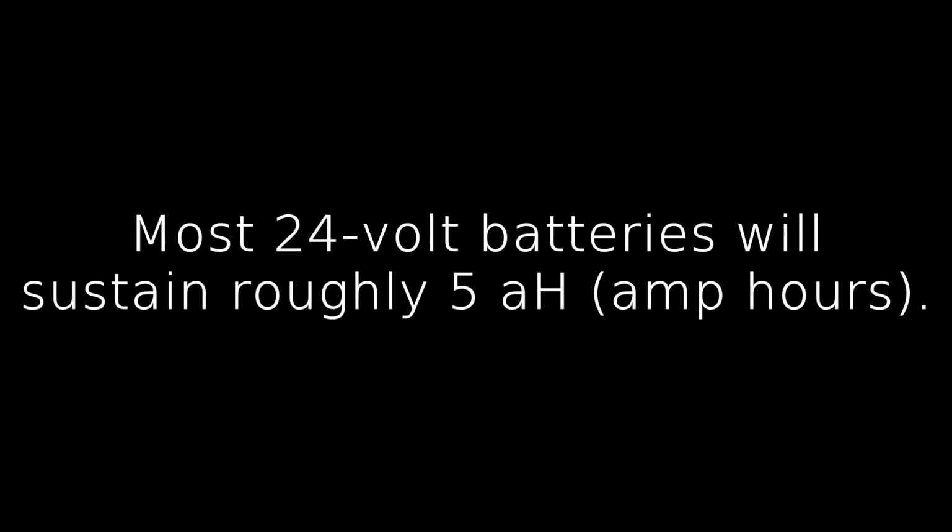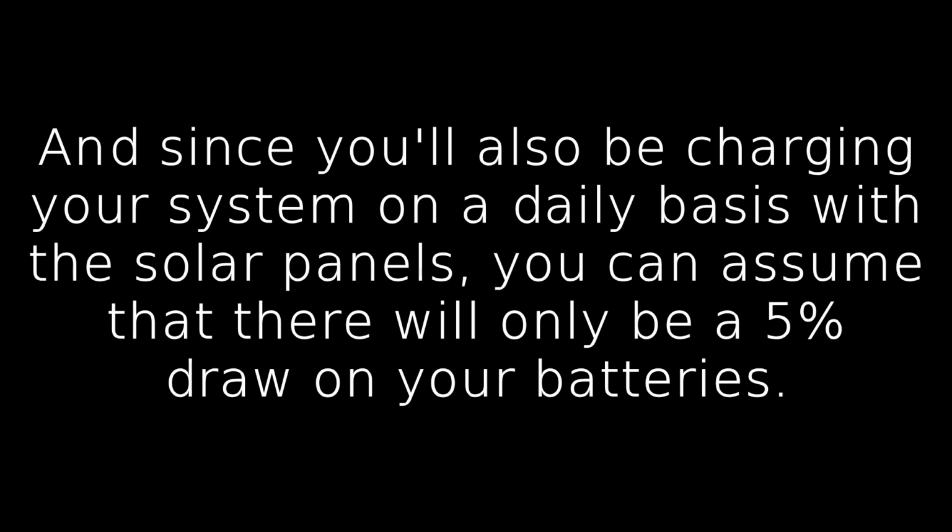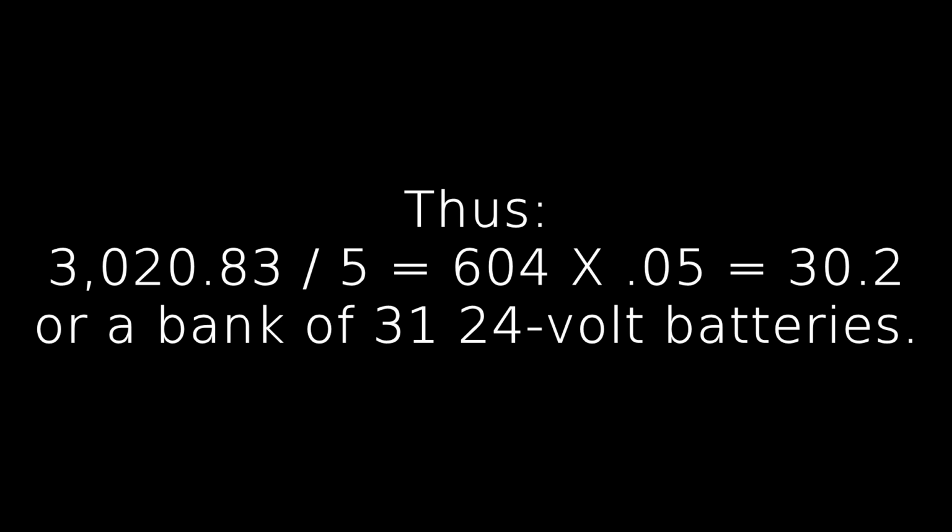Most 24-volt batteries will sustain roughly 5 amp hours, and since you will also be charging your system on a daily basis with the solar panels, you can assume that there will only be a 5% draw on your batteries. Thus, 3020.83 divided by 5 equals 604, times 0.5 for our percentage of draw on the batteries equals 30.2, or a bank of 31 24-volt batteries.